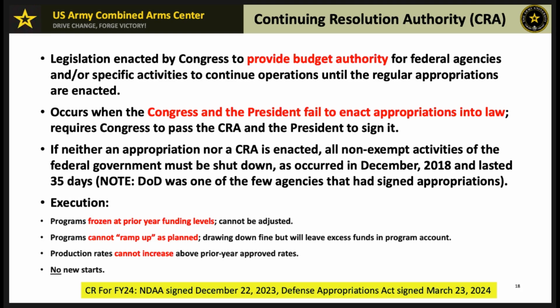If Congress fails to pass the bills, and the President does not sign them by the 1st of October, a continuing resolution can be enacted to keep the government operating. A CR is a temporary measure that typically limits funding to the previous year's level and prevents new programs or initiatives from starting.